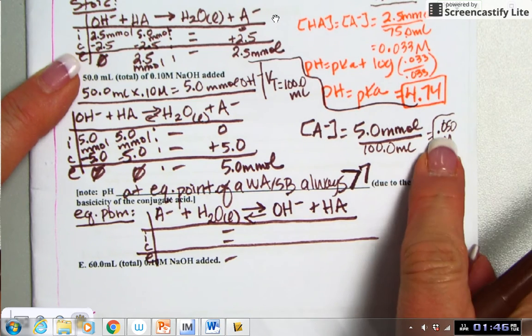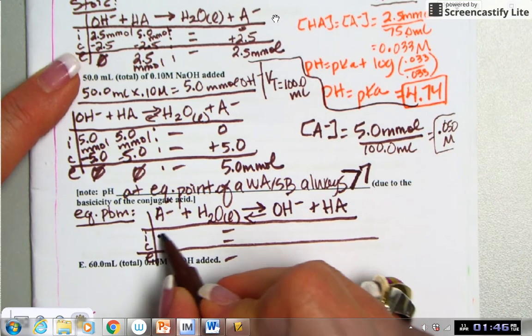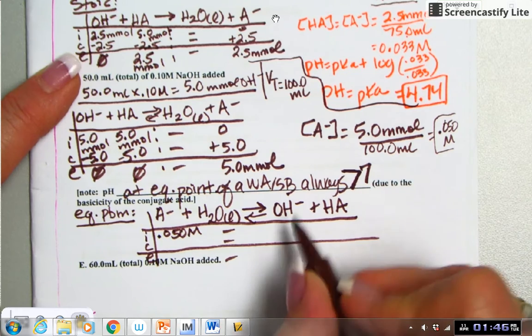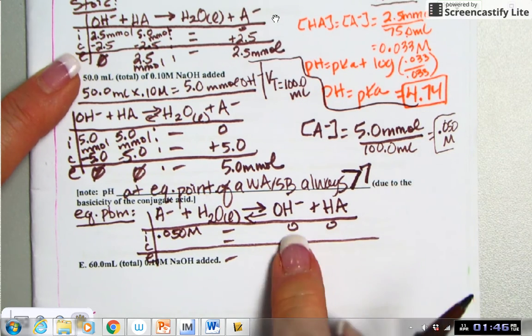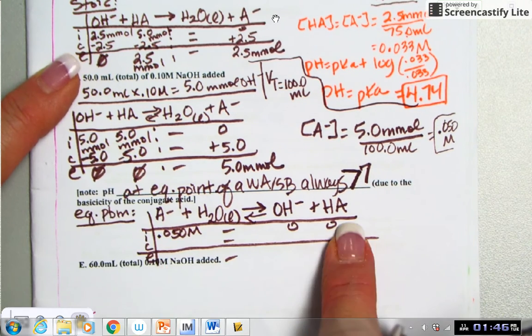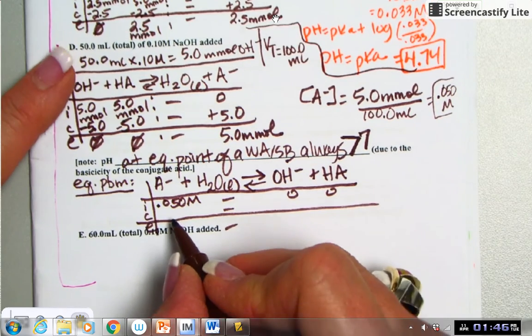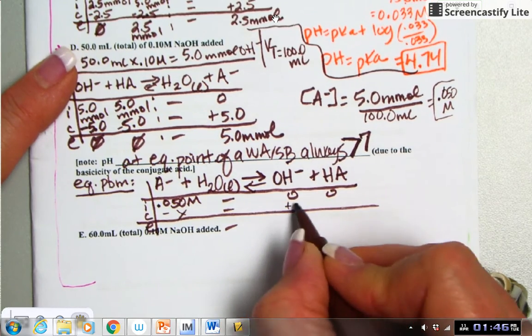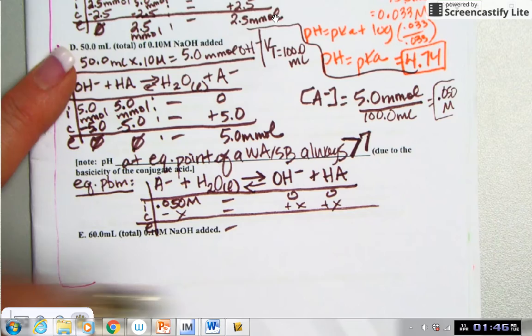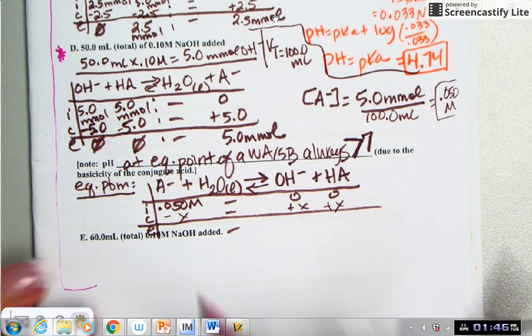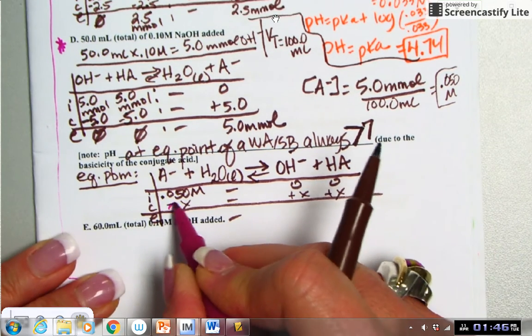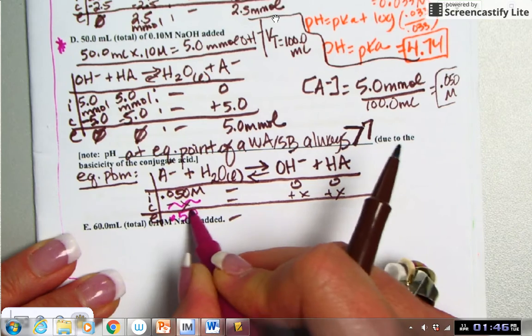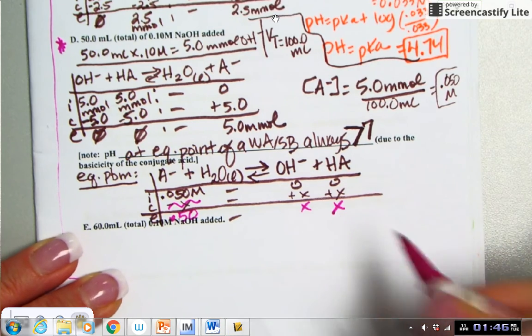From this, we're going to pull down the 0.05, and we're going to have none and none, 0, 0, because that's from over here. Now we're going to define our shift in terms of x: minus x, plus x, plus x. Since we have an initial amount present, and this is a weak base, we can neglect x, so 0.050, x, and x.